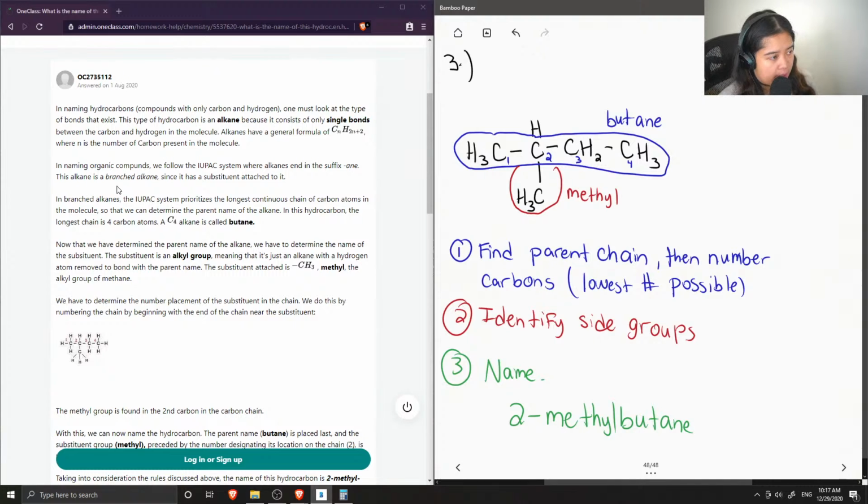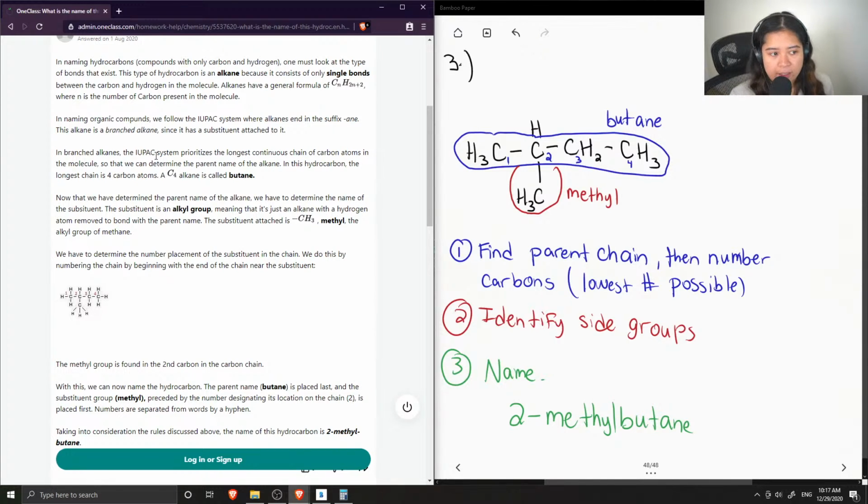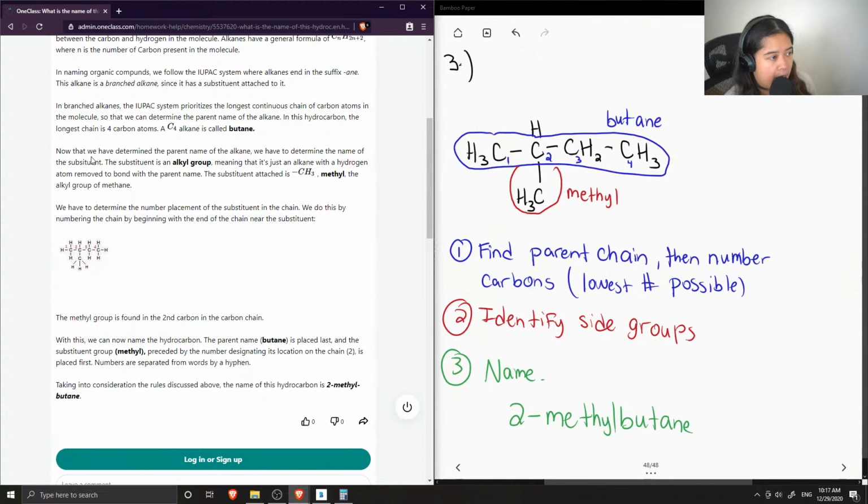The alkane is a branched alkane since it has a substituent attached to it. In branched alkanes, the IUPAC system prioritizes the longest continuous chain of carbon atoms in the molecule so that we can determine the parent name of the alkane. In this hydrocarbon, the longest chain is 4 carbon atoms. So a 4-carbon alkane is called butane. Now that we have determined the parent name of the alkane, we have to determine the name of the substituent.